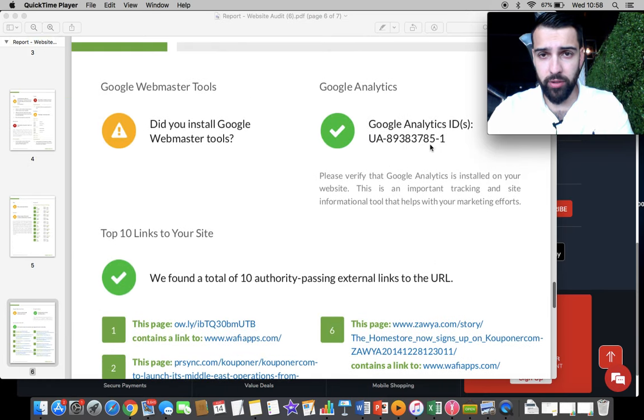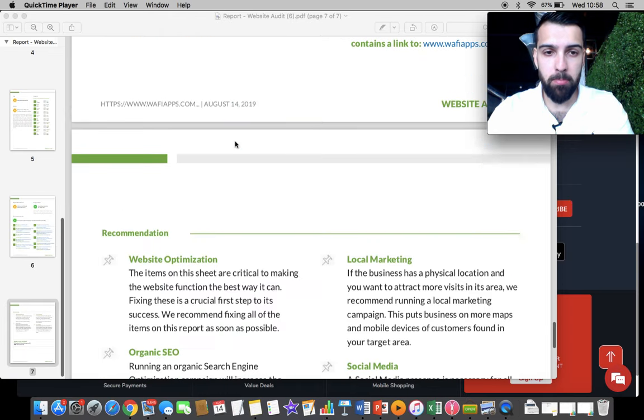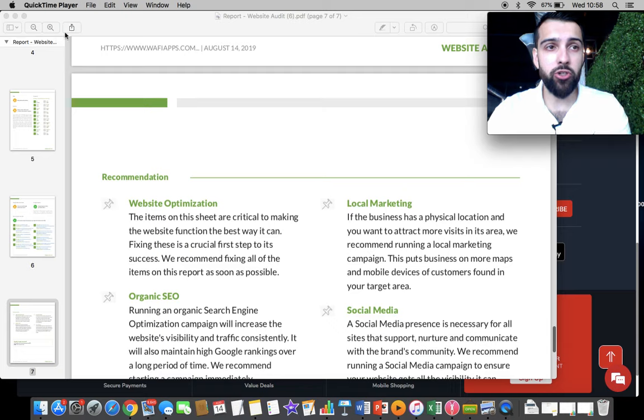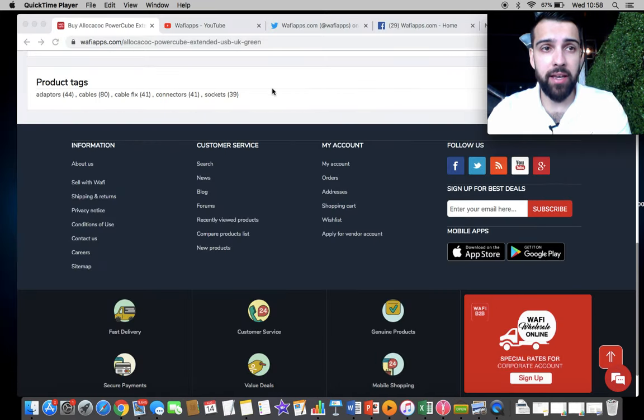It'll be interesting to know you do have Google Analytics, that's fantastic, and you should install Google Webmaster Tools. Okay, so that's just a brief overview of the SEO. We don't usually do that, but there were some key issues in your SEO, so if you do need that fixed, then certainly let me know.